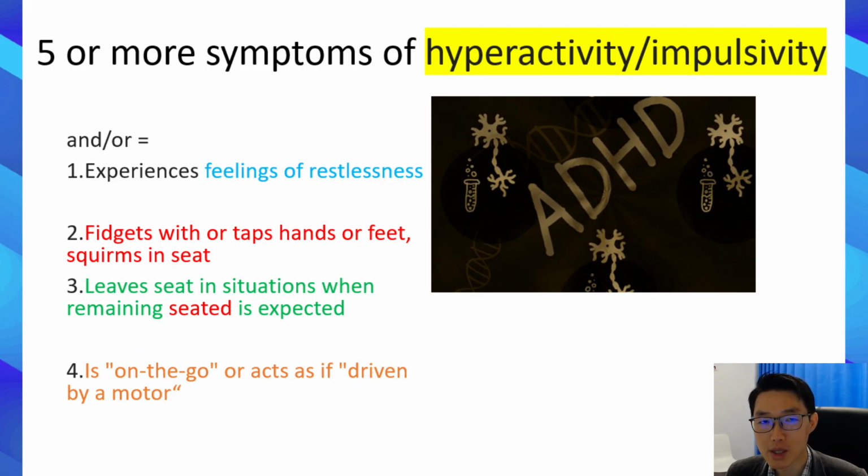The next group of symptoms are the symptoms of hyperactivity or impulsivity. We also need 5 or more of them to qualify. The first one is a feeling of restlessness. And the second one is that the patient fidgets with or taps hands or feet and squirms in seat. Number 3, the patient leaves their seat in situations when he or she is expected to be seated. Number 4, the patient is always on the go, as if driven by a motor, non-stop.